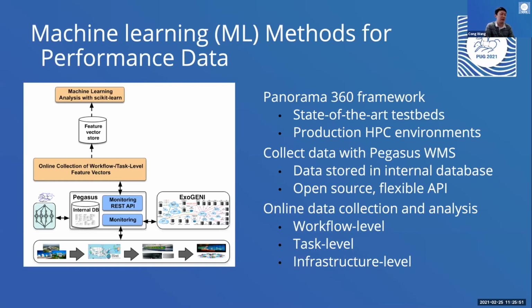We collect and analyze the data on three different levels. The first one is workflow level, and the second one is sub workflow level, that's task level. So usually, each workflow can have many sub workflows. As well as the infrastructure level, such as the network or the compute infrastructures.